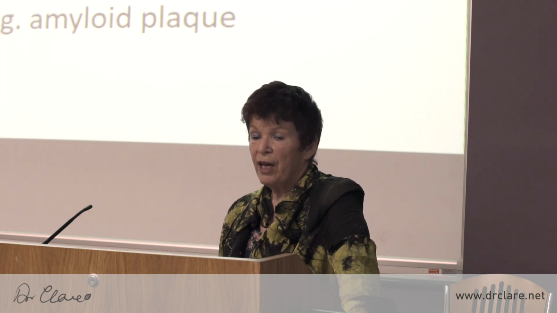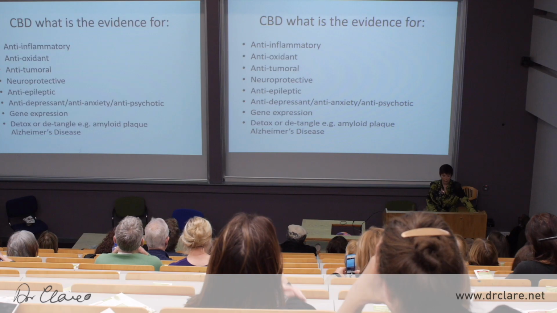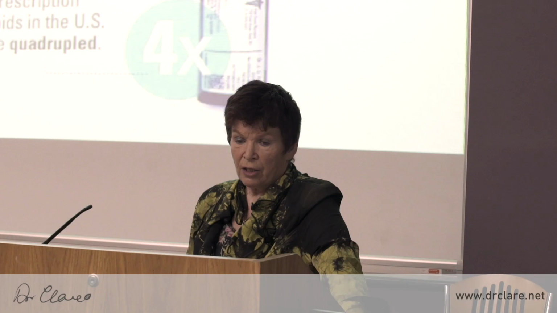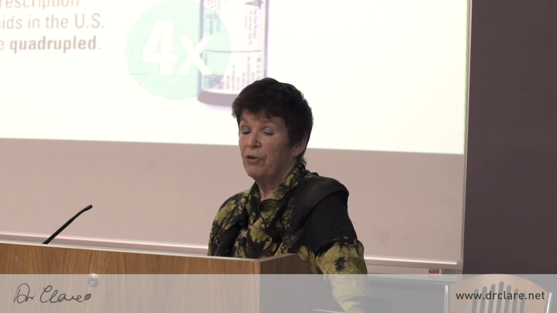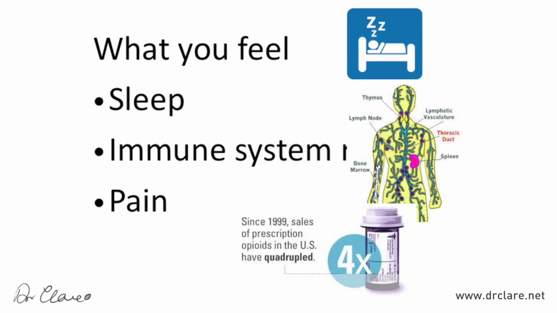So we'll be looking for evidence of all of these actions: anti-inflammatory, antioxidant, anti-tumor, neuroprotective, anti-epileptic, antidepressant, anti-anxiety, antipsychotic, gene expression, detox or detangle, as in Alzheimer's disease, when there's knotted plaques in your brain. So what does it mean to patients? Mainly it influences sleep, your immune system, and pain, because these are the things that get us eventually to go to a herbalist or to buy something from the health food shop.